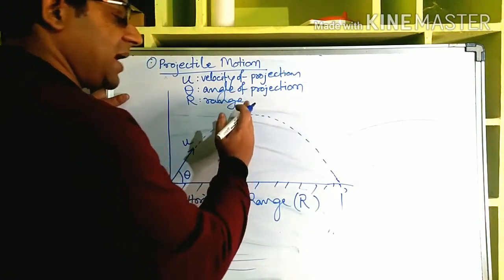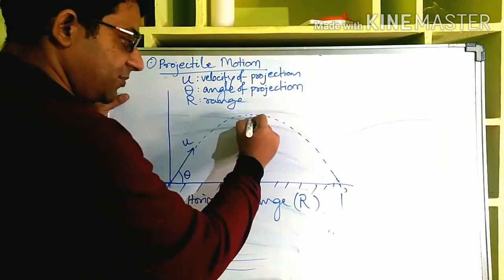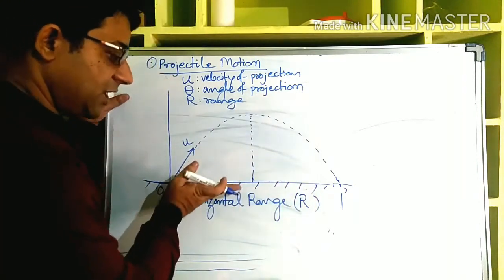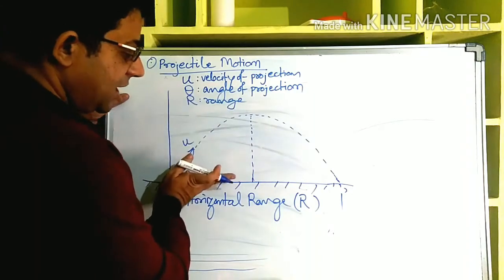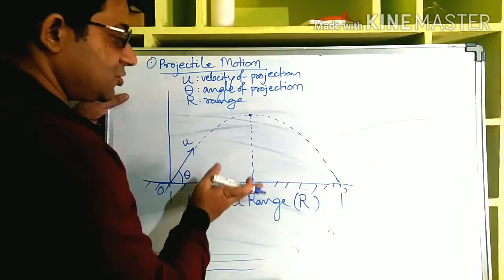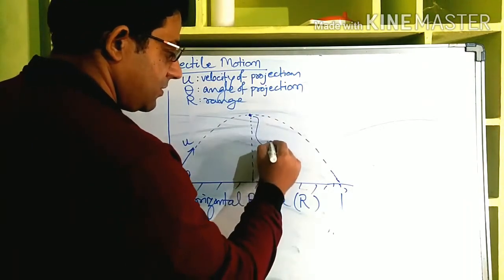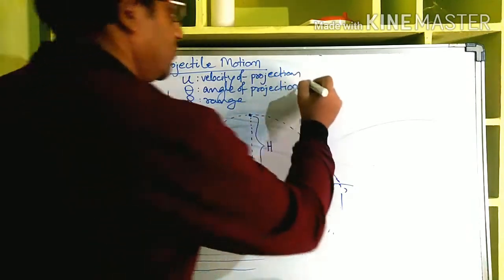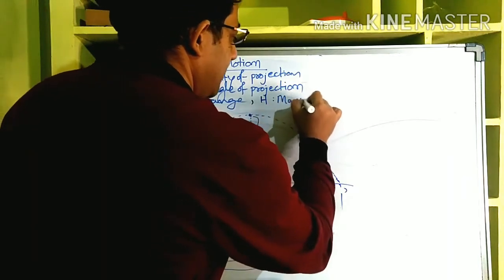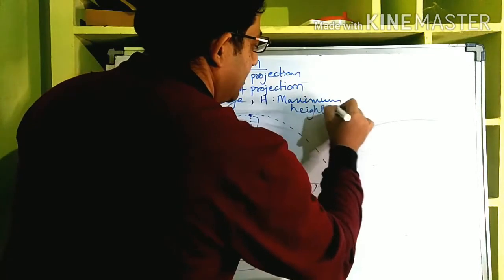What is the maximum height it reached before coming to the ground again? It is rising to a certain point, and after that it is coming to the ground. If we measure the height from the ground, the height is increasing till a particular point, and after that the height is again decreasing. So the maximum height reached, we will write it as capital H, is the maximum height reached.